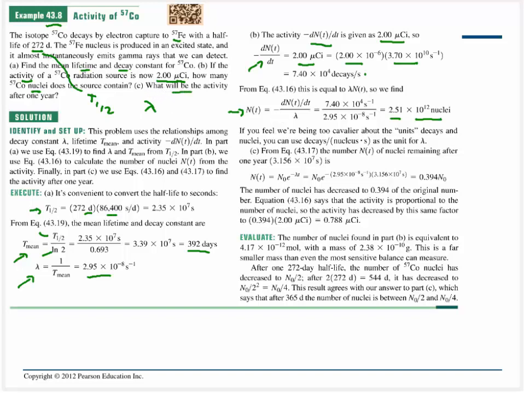Now, what would the activity be after 1 year? In order to figure that out, we know that the decay constant is going to stay the same. All we need to do is know how many nuclei are left after 1 year. So we can rearrange that exponential as such and realize that it's going to be about 39% of the original nuclei. And if the number of nuclei goes down by 39%, this number right here goes down by 39%, this number doesn't change, so this number has to also go down by 39%. So it's going to work its way out to be about 0.788 microcuries.